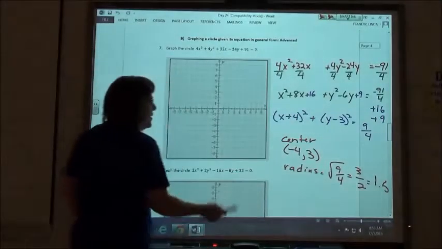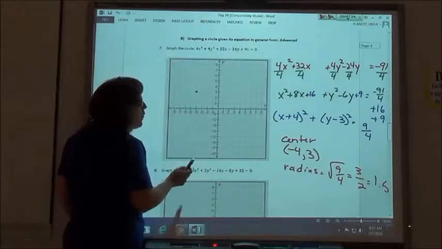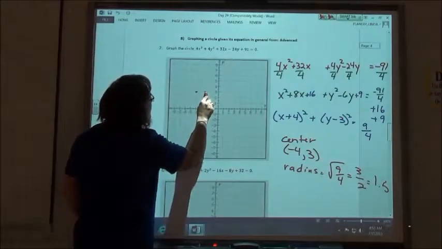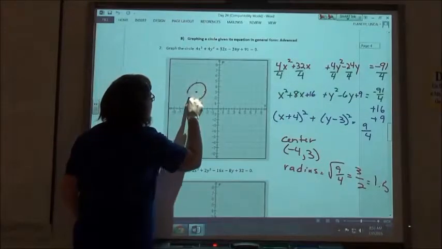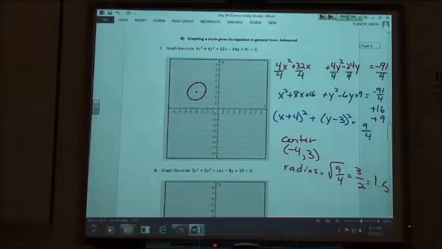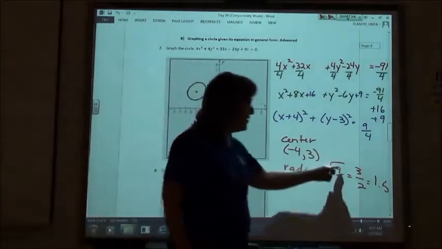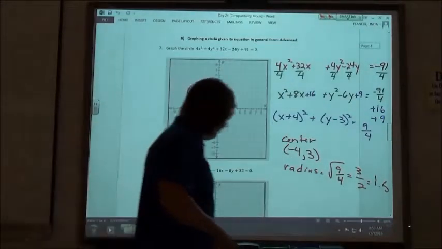So my center, negative 4, positive 3. Then I'm going to move over 1.5 all the way around my dot, and my circle would look something sort of like that. Now if you do end up with something that doesn't come out to be a perfect square, then there's a mistake somewhere in there, because all of these should come out so that you can take the square root of them. Otherwise it'd be pretty hard to graph.